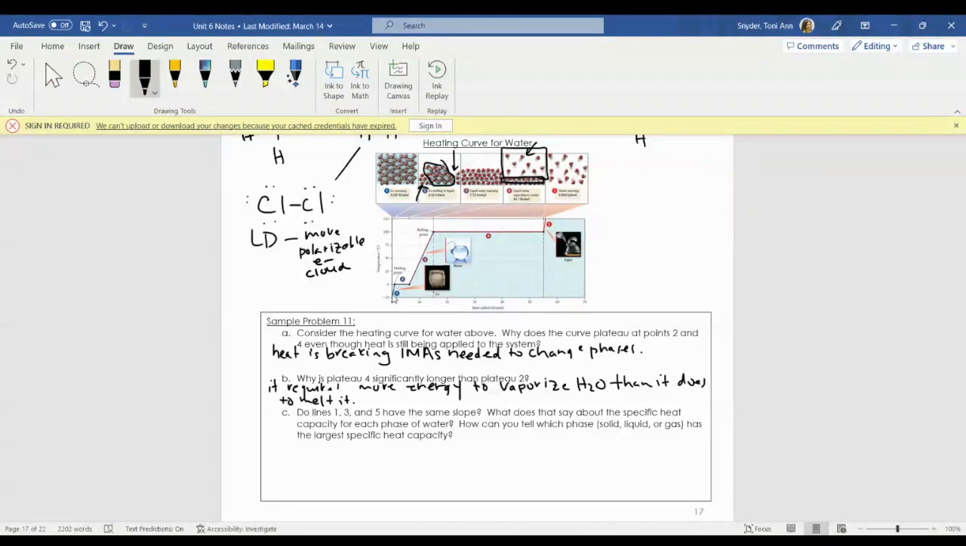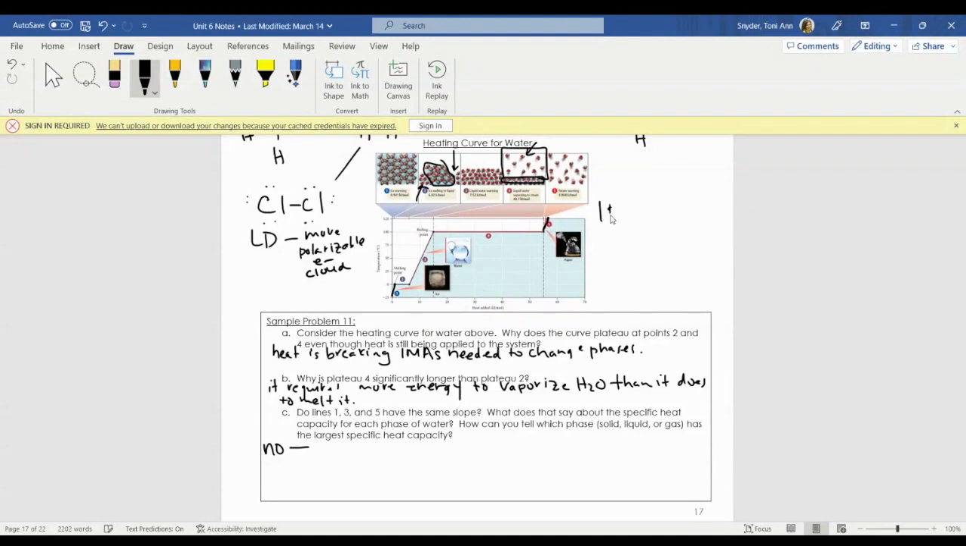So right here, here's ice. Raising the temperature of ice does not take a lot of energy. If I look here, this slope is still pretty steep, but it looks a little bit more broad. This line is much steeper than this one. And this line also looks very steep, okay? So do they have the same slope? No. And the question is asking, what does that say about the specific heat capacity for each phase of water? Because this slope is very steep and this slope is very steep.